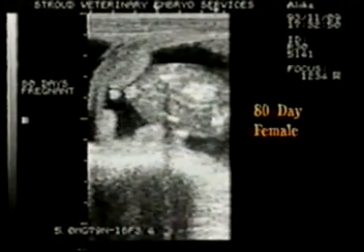This still frame clearly shows a distinct non-echogenic delineation between the base of the tail and the female GT. The tail is yellow and the GT is blue.